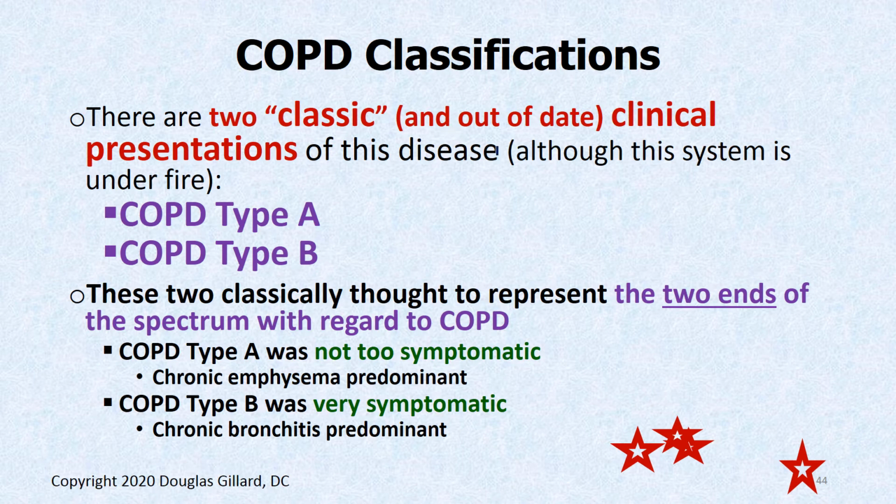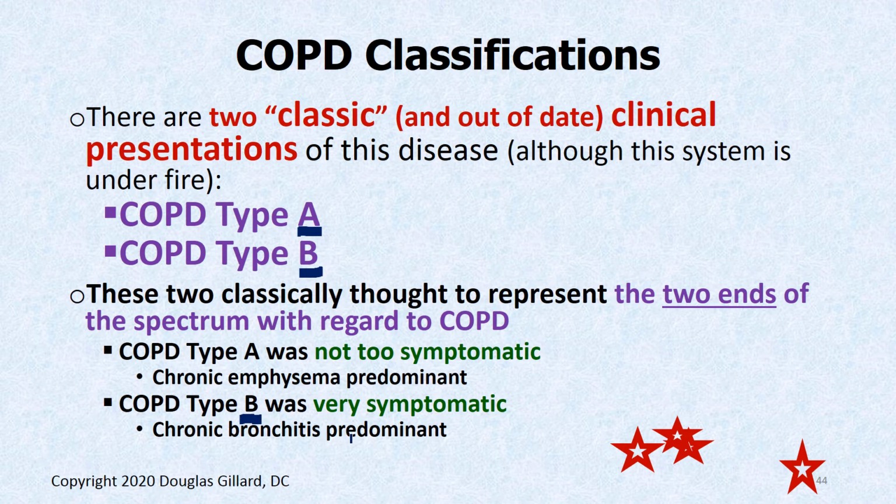So classically, old school wise, COPD is broken down into two types, reflecting chronic bronchitis and chronic emphysema. COPD type A, the A goes with emphysema, and the B goes with bronchitis, is how I always remember these. But classically, COPD-A is not supposed to be that symptomatic. COPD type B is the bad one. This one is the fatal one.